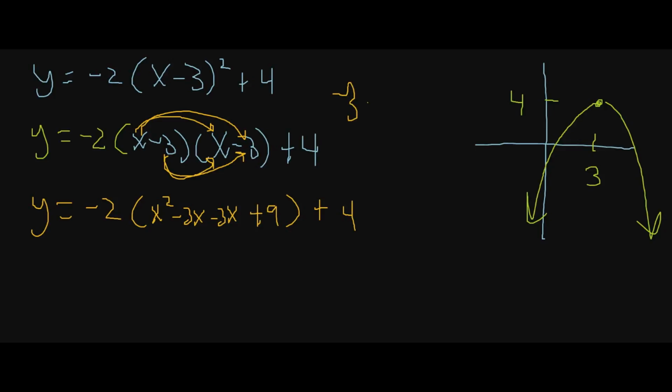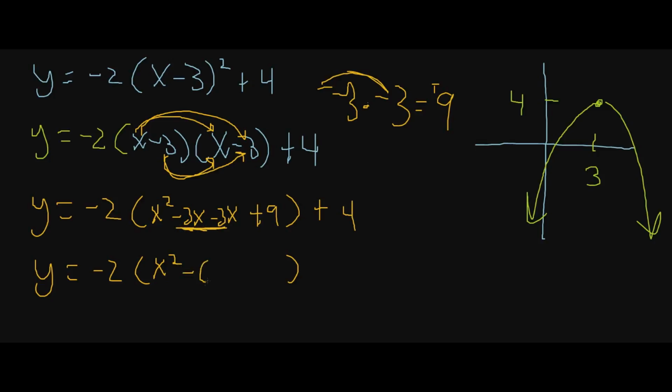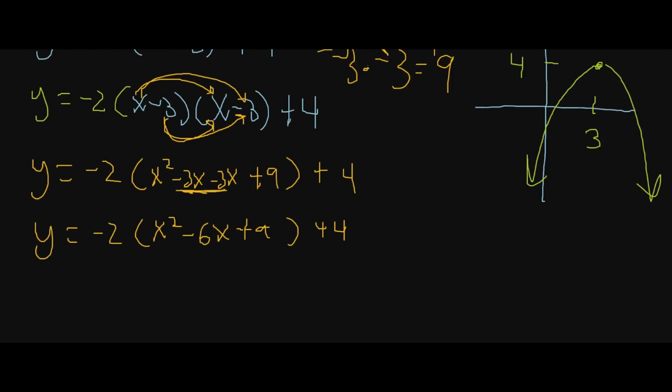Negative 3 times negative 3, the negatives cancel out and you get a positive 9. You understand where I'm coming from? Let's continue. Right here, we get x squared still. Now we can combine this: we have negative 3x minus 3x, that's going to be minus 6x. But we have this plus 9 here and then the plus 4. So we're pretty far, we've been able to do this step by step.